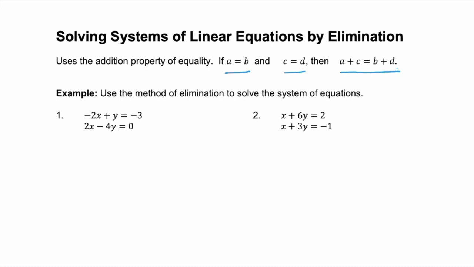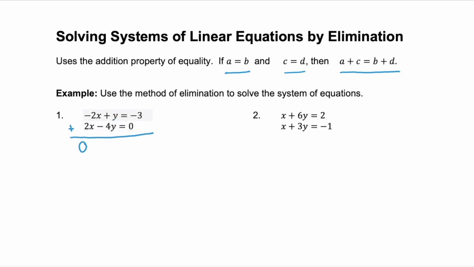Use the method of elimination to solve the system of equations. So example 1, notice that if we add these two equations together, the negative 2x in the first equation and the positive 2x in the second equation would add together and cancel out, or eliminate, the x variable. So this system is set up perfect for elimination. We're just going to add, and we're going to add vertically. So negative 2x plus a positive 2x becomes 0. We eliminated the x variable.